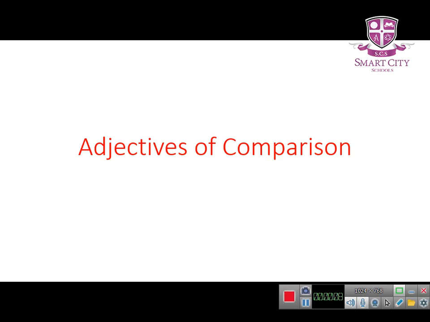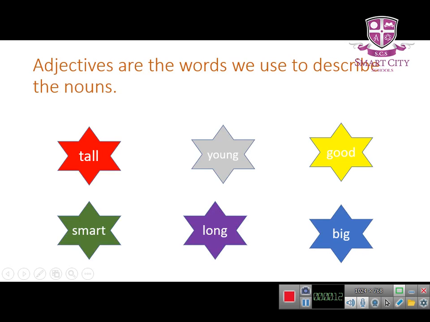Today's lesson is about adjectives of comparison. Adjectives are the words we use to describe the nouns, like tall, young, good, smart, long, big. In today's lesson, we're going to see how we use the adjectives to compare between the nouns, not only to describe them. So, today's lesson is about adjectives of comparison.